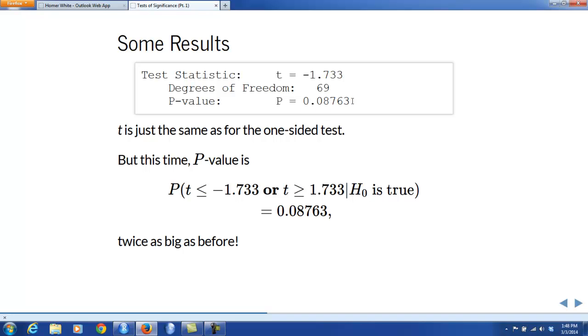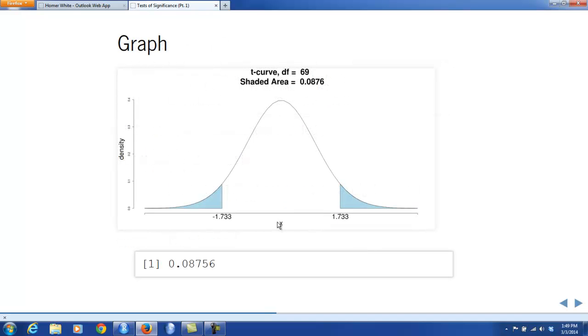Why is this? Well, for a two-sided test, the p-value is defined to be the probability that t is less than or equal to the test statistic that you got, or bigger than or equal to the positive version of the test statistic that you got. That's going to be twice as big as before. Let's see why by looking at a graph. T-curves are symmetric. If the area before negative 1.733 is about 0.04, then the area after 1.733 will also be about 0.04. So the total area is about 0.08.